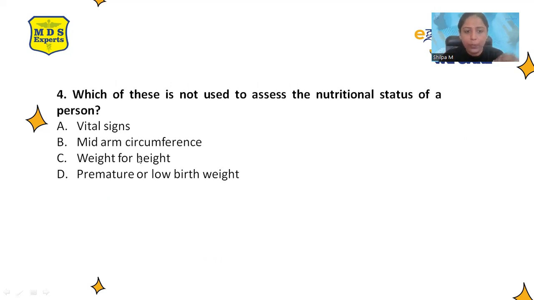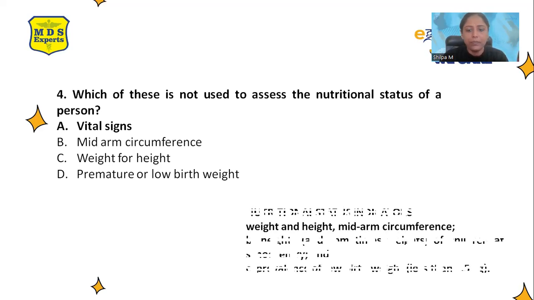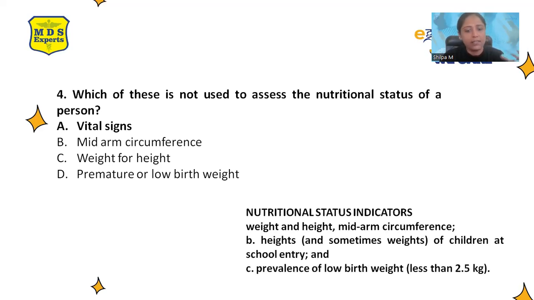That is weight, height, mid-arm circumference. These are all anthropometric measurements like height and weight. They are used to assess the nutritional status. So we're looking for what is not used to assess. Students, please look into the questions carefully always. Which of this is not used to assess the nutritional status? So the answer is vital signs. Nutritional status indicators like B, C, and D choice is not the right answer here, because for what is not used to assess nutritional status of a person, the choice A, vital signs, is the right answer.